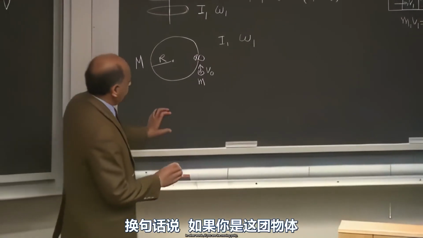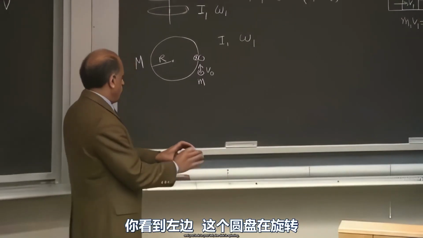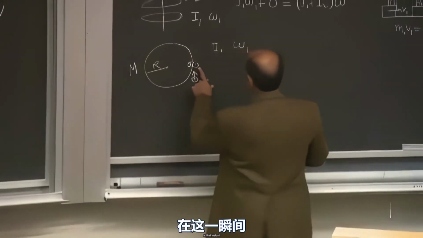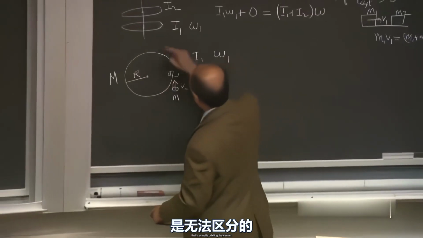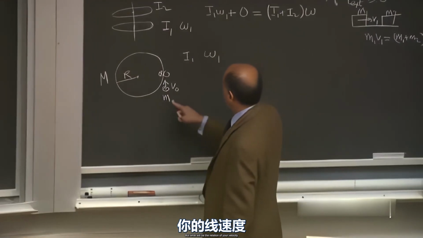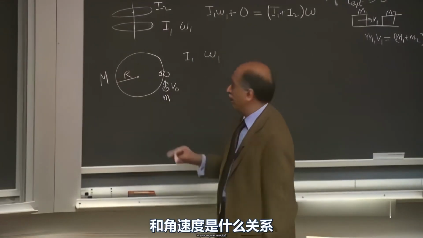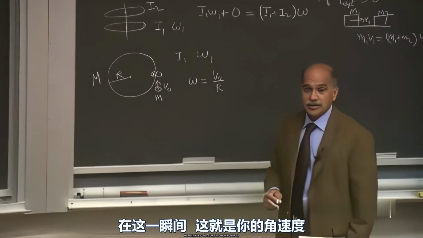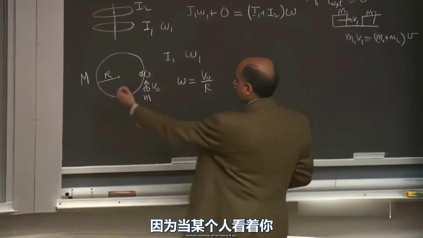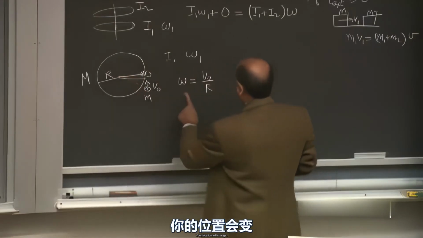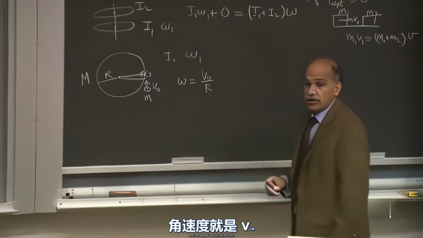In other words, if you are the moving putty and you look to your left, the disk is spinning, and you're going at a certain speed, at that instant, you are not distinguishable from another body that's actually orbiting the center. But what will be the relation of your velocity to your angular velocity? Well, your tangential velocity is v0. Your angular velocity will be v0 divided by r. At that instant, that will be your angular velocity, because somebody was looking at you. You will be there now, you will be there later. Your theta will change, and the angular velocity will be v0 over r.